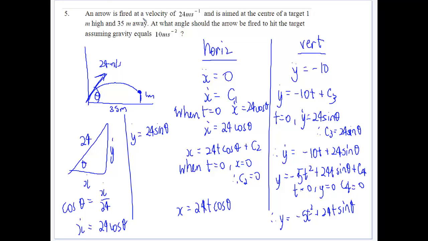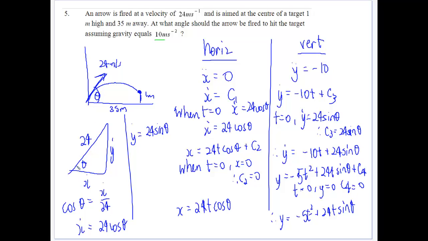This time we've got an arrow fired at a velocity of 24 meters per second. It's aimed at the center of a target 1 meter high and 35 meters away. So there's our statement: 24 meters per second, 1 meter high is where we want to aim it, and 35 meters away. This time we want to find what the angle should be to get to that position. Again, gravity is 10 meters per second squared. It needs a bit of work, because we need to start to equate some expressions.